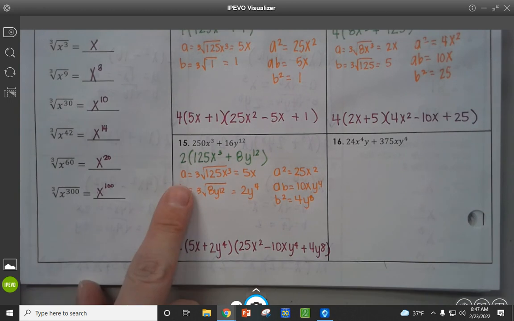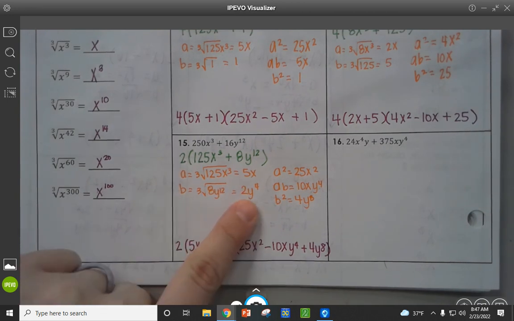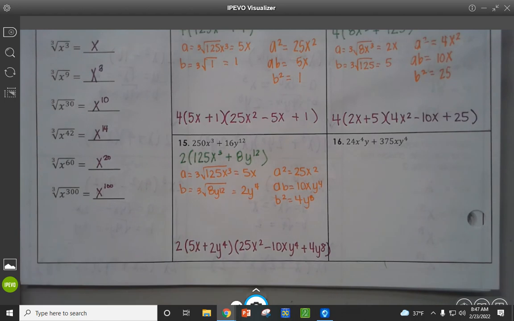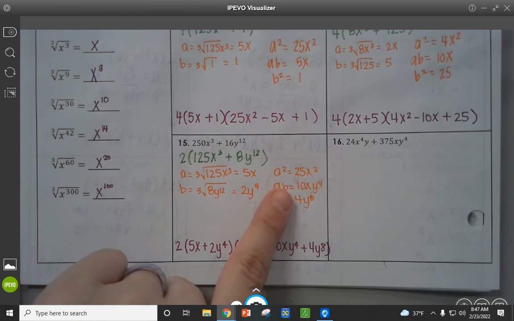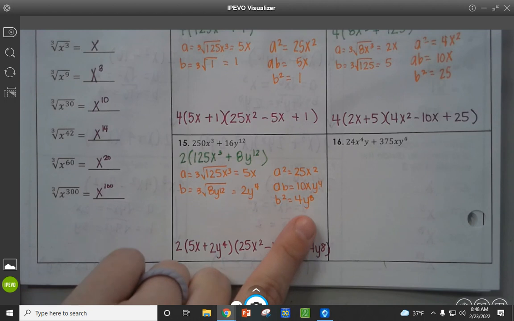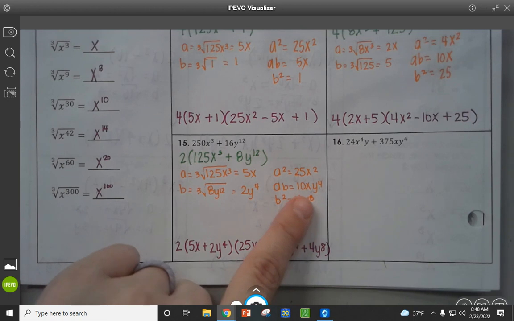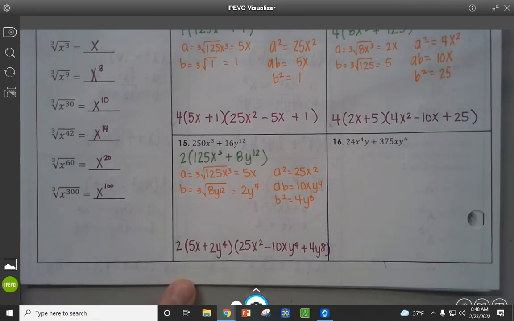All right, for A, you should have got 5x. B, 2y to the 4th. And then A squared would be 25x squared. Your AB is 10x y to the 4th. And your B squared is 4y to the 8th. Any questions over this part? And then you just fill that into the formula.